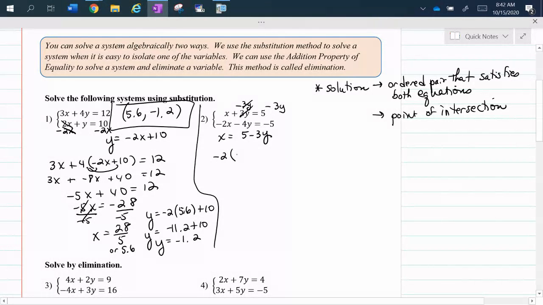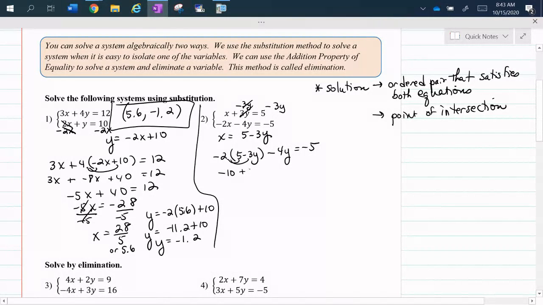So I have negative 2 times 5 minus 3y. So it was negative 2x. Now it's negative 2 times 5 minus 3y. Minus 4y is equal to negative 5. So I took the equation that I didn't solve for, and that's the equation I use, and I substitute into that equation. So I need to distribute now.